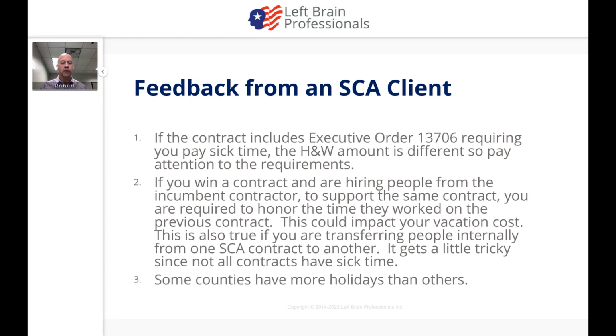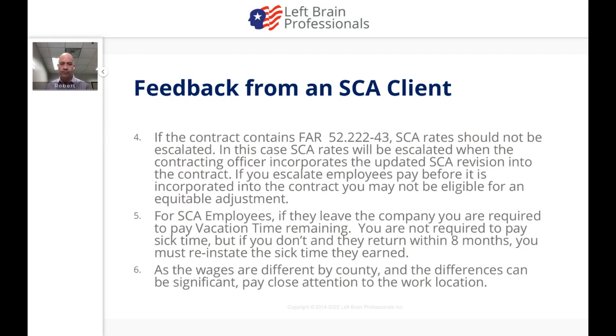And somebody asked when we talked about this before, yes, the incumbent contractor has to share this information. So you're not going in blind. They do have to provide to you this kind of information. If the contract contains this FAR clause, SCA rates should not be escalated. I think this ties back as well maybe to one of the questions that's lingering. In this case, SCA rates will be escalated when the contracting officer incorporates the updated SCA revision into the contract.